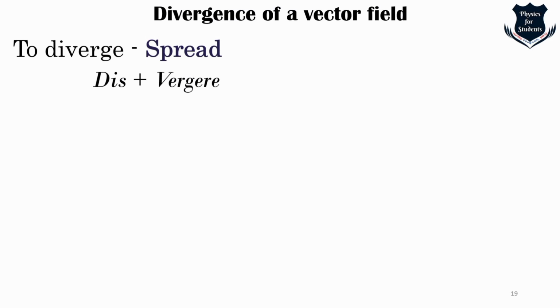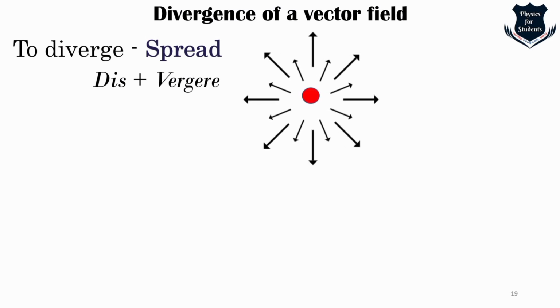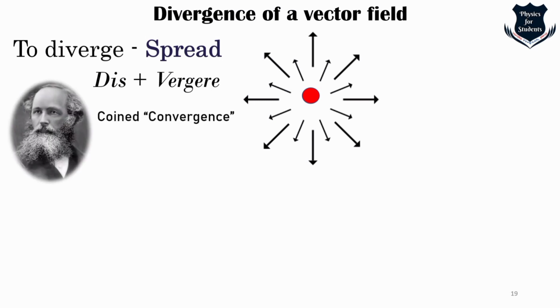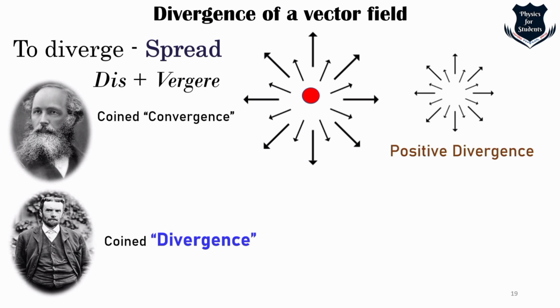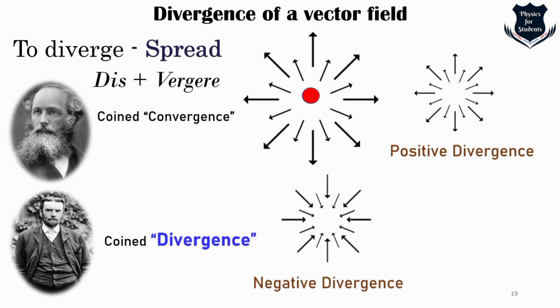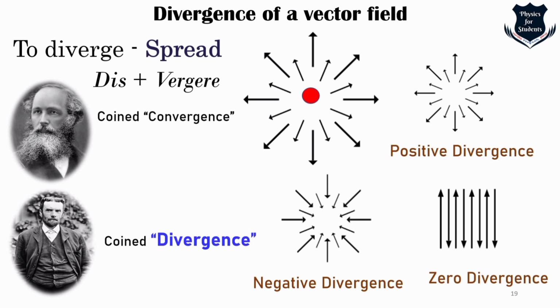It is taken from two Latin words, dis and urger, and in physical terms, we can say that it measures the outgoingness. As you see from the red dot, it shows the outgoingness, the extent to which there are more fields of vector. If you go back to my history of Maxwell's equations, you will see that I showed in detail that James Clerk Maxwell originally coined the term convergence in his thesis paper, and then Oliver Heaviside later coined the term divergence. So we have positive divergence, negative divergence, and zero divergence. This is a basic idea of what divergence is.